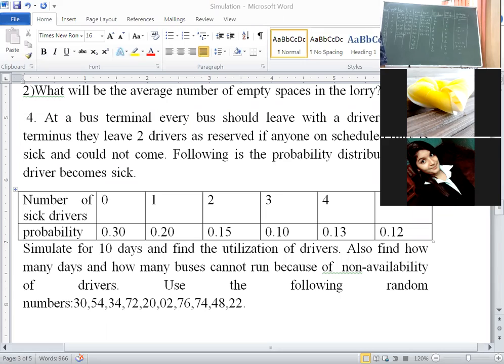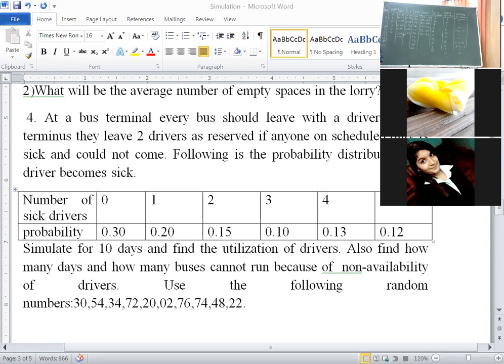Which day there is shortage of drivers? Write down everybody. Which day there is shortage? 4th day and 7th day there is shortage of 2 drivers and 8th day there is a shortage of 1. Write down, 4th, 7th, everybody make a note. 4th, 7th and 8th day, there is a shortage of drivers.